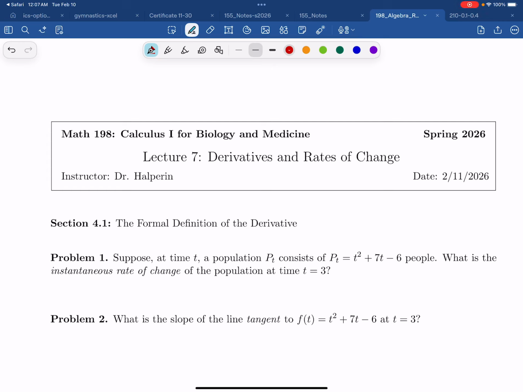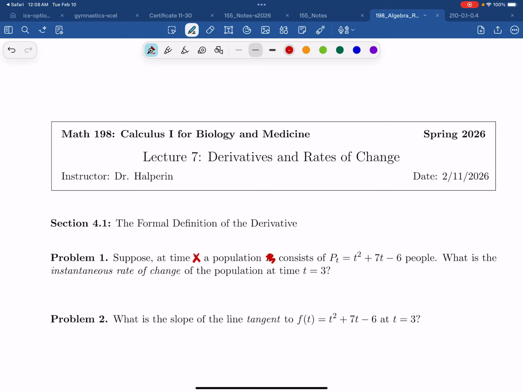Let's begin section 4.1, the formal definition of the derivative. This section really gets to the heart of Calculus 1. Now, I do want to make a couple of changes. Even though we're going to talk about time, I think it's helpful to talk about it in terms of the letter x, just because we're used to dealing with x's and y's.